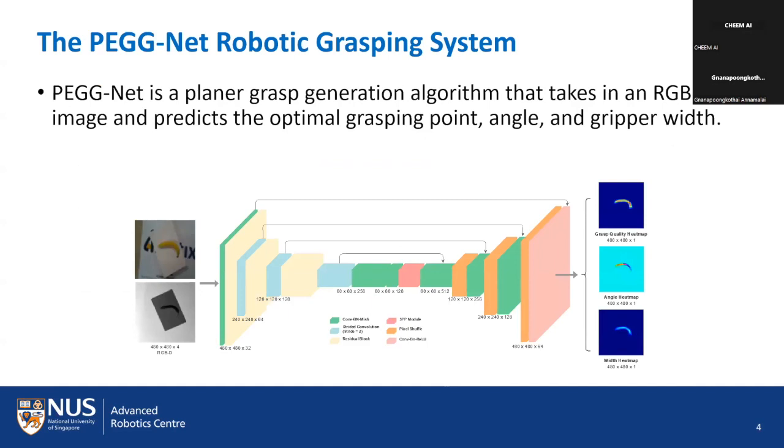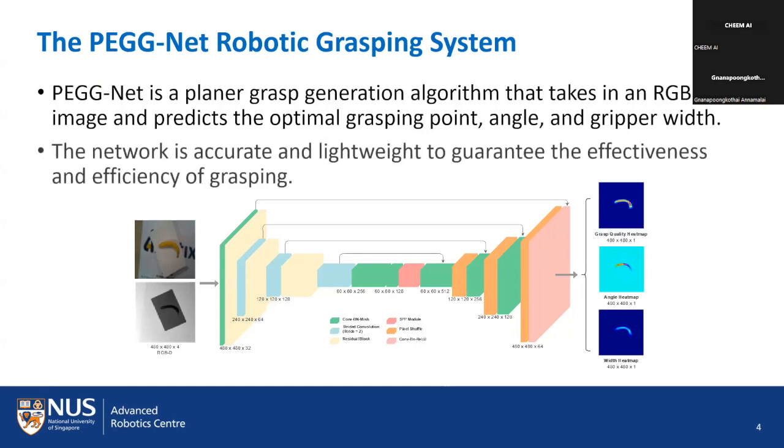So this is the architecture of the Pegg-net grasping system. Pegg-net is a planar grasp generation algorithm that takes in an RGBD image and predicts the optimal grasping point, the angle, and also the gripper width. We have designed this network to be highly accurate and lightweight so as to guarantee the effectiveness and also the efficiency of grasping. This network only has about 1.4 million parameters, so it is one of the most lightweight models designed for planar grasping.